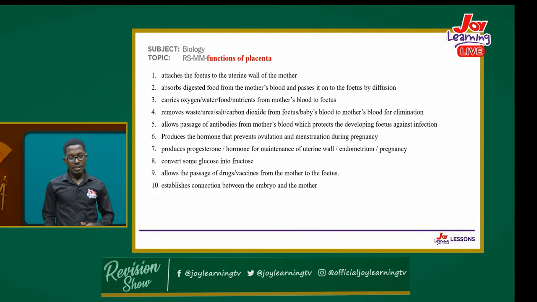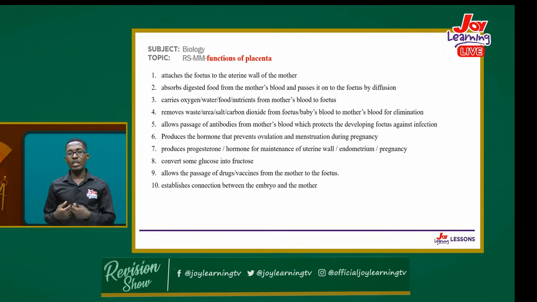Now let's get the functions of the placenta. What we saw there as the placenta, we say it touches the fetus to the uterine wall of the mother. Second, it absorbs food from the mother's blood and passes it on to the fetus. When our mothers eat, they feed the baby, and it passes through the placenta. The next is that it carries oxygen. We breathe because our mothers breathe and bring us all these things. It also removes waste, like the fetus's excretory waste and carbon dioxide, which are all eliminated.